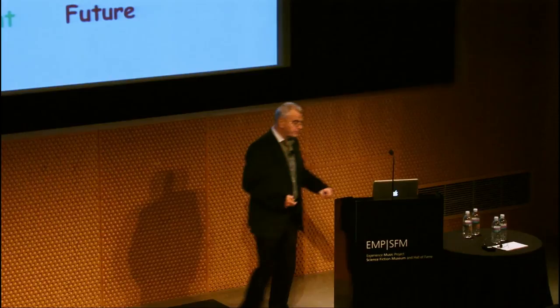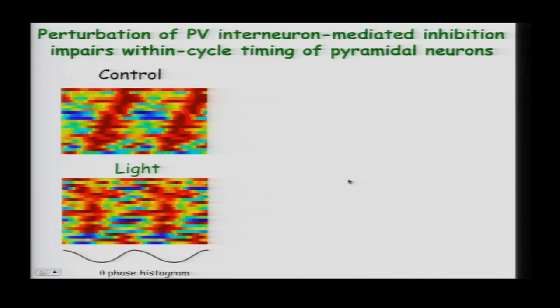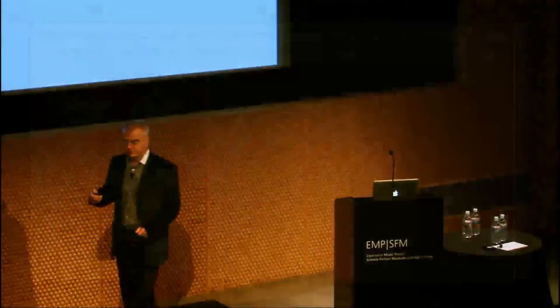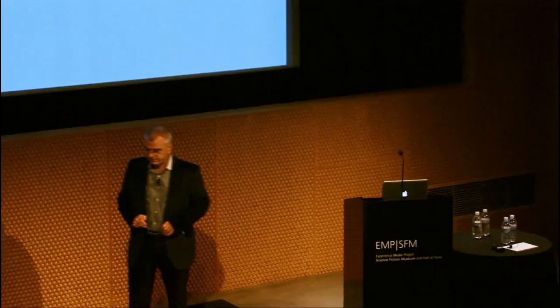So I'll just give you the bottom line. This is a control situation. Several neurons are recorded simultaneously. They are very beautifully and evenly spaced within the theta cycle. On alternate trials, we turn on the light. On other trials, we don't, so this is a perfect control. The animal is running in an environment. This is a freely moving, freely behaving animal.